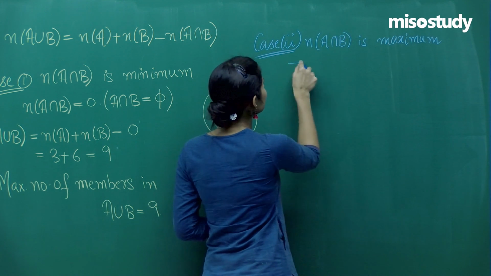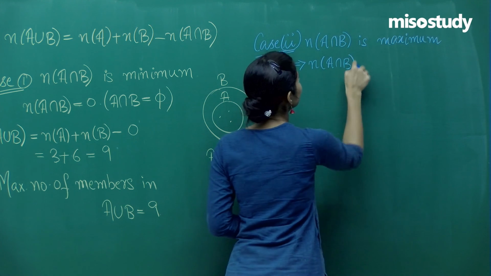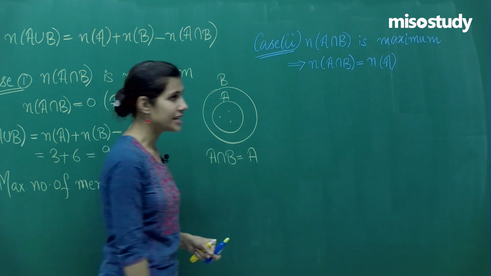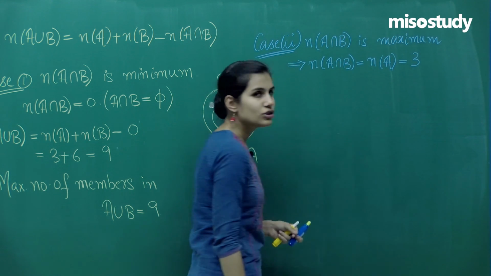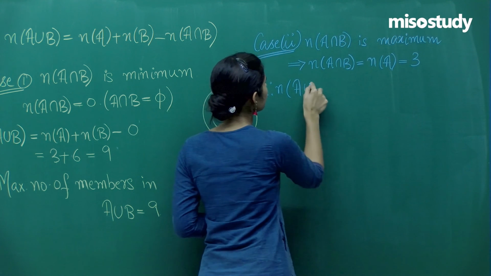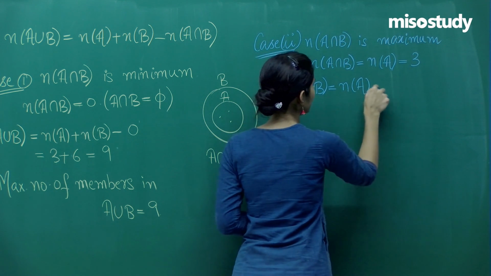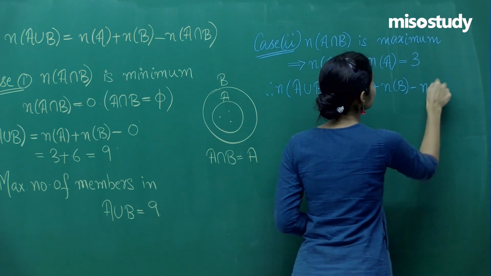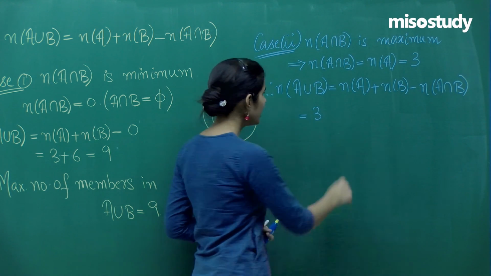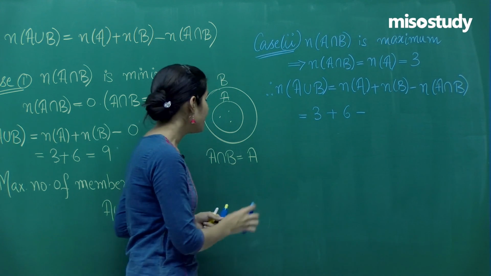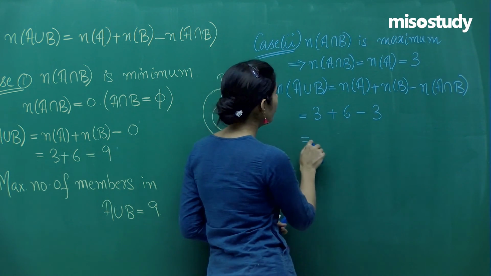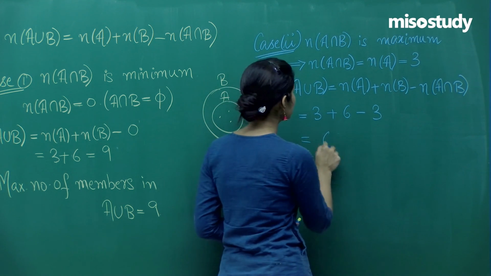What do I mean by that? This means the number of members in A intersection B is equal to the number of members in set A, because here A intersection B will come out to be equal to set A. And I know the number of members in set A is 3. Therefore, the minimum number of members in A union B will be the number of members in A plus the number of members in B minus the number of members in A intersection B. The number of members in A is given to be 3, in B is given to be 6, and in A intersection B is the same as in A, which is again 3. And therefore, 6 plus 3 is 9, 9 minus 3 is 6.